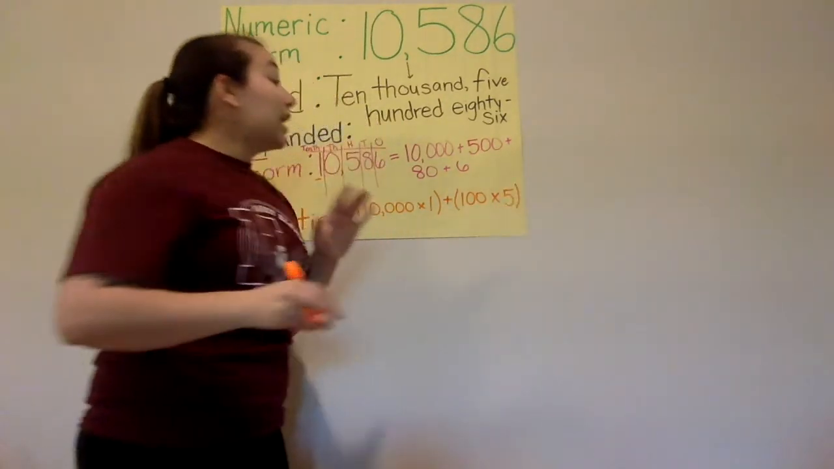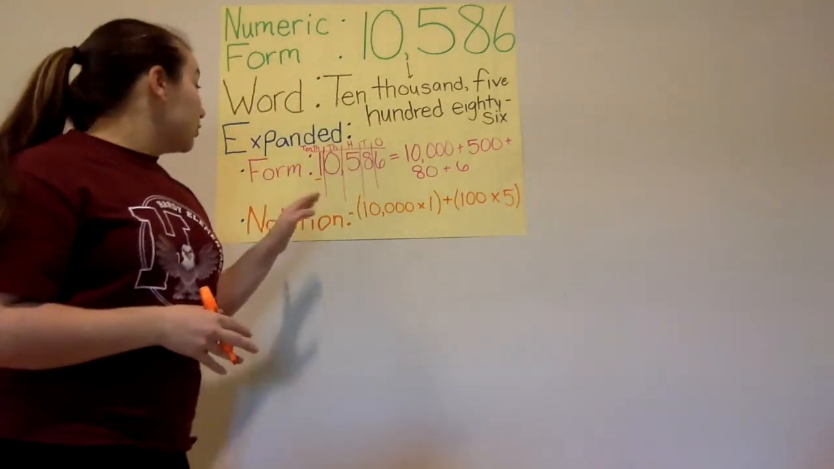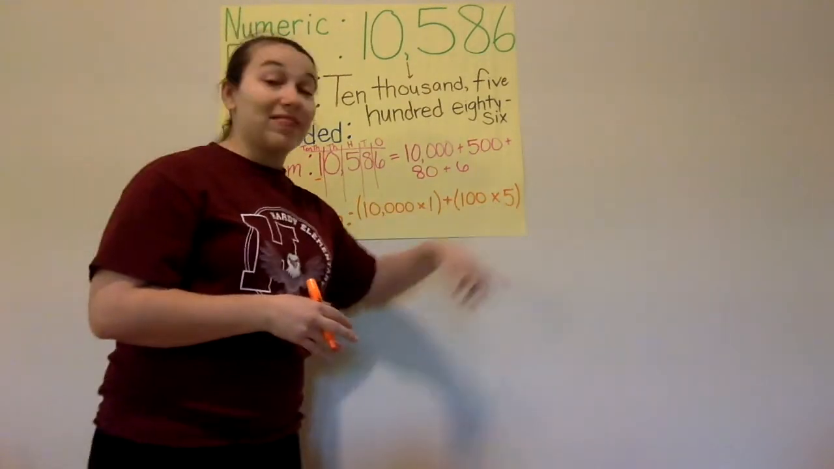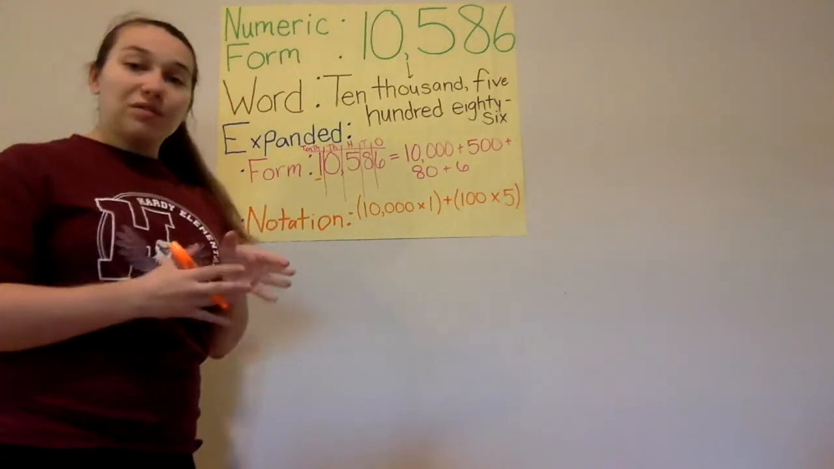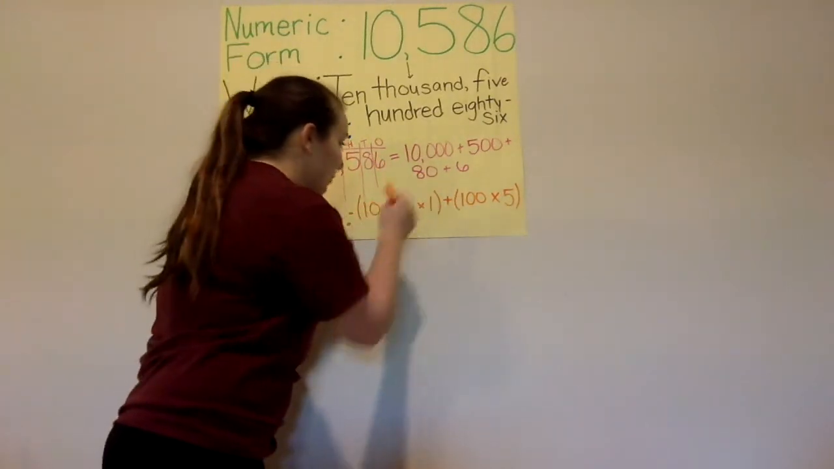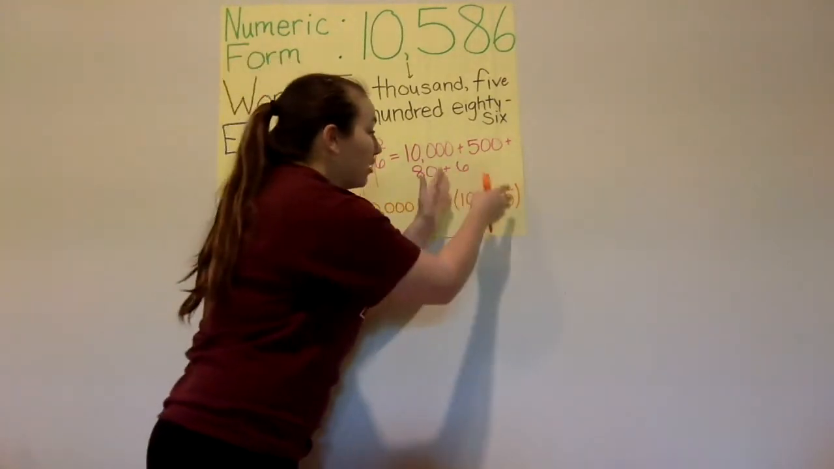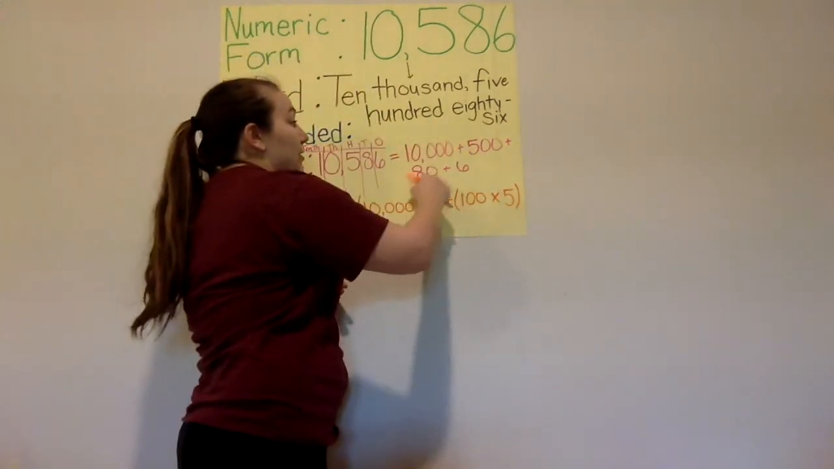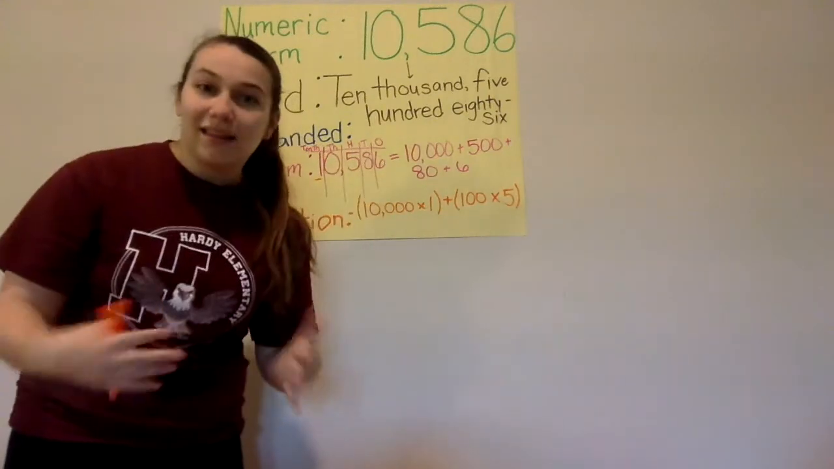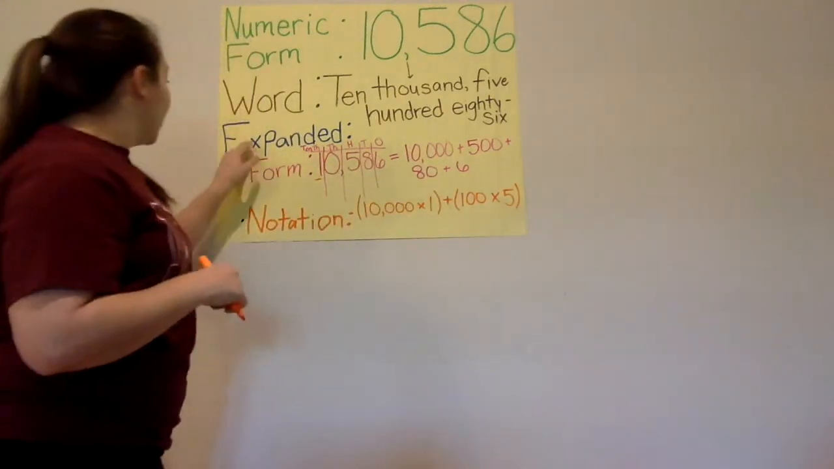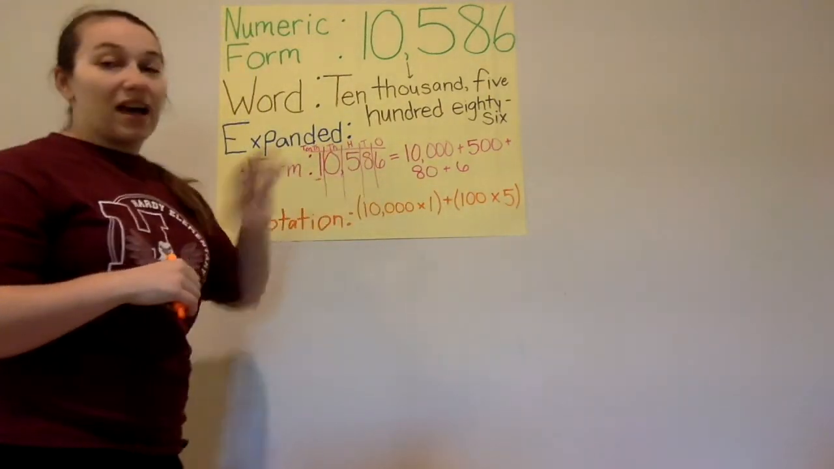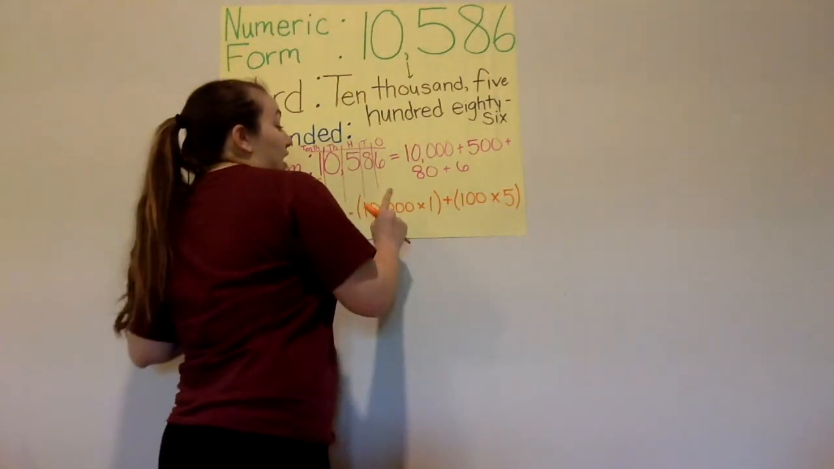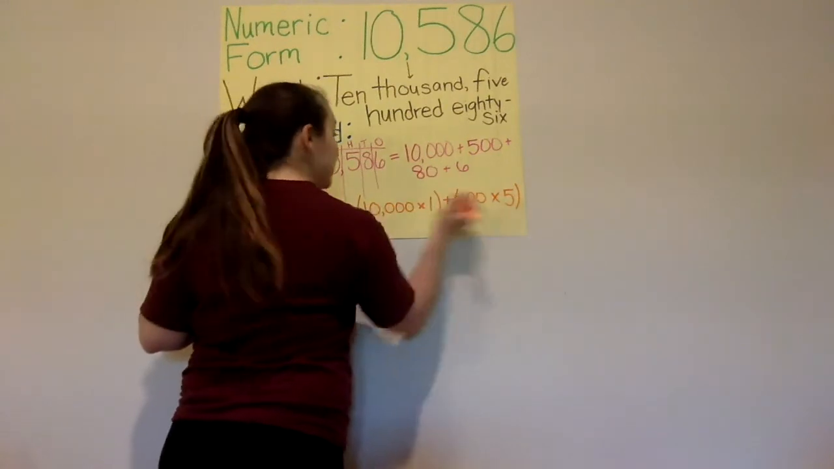All right, and it's super important when you are doing expanded notation that you are putting your parentheses, okay? Because that shows we are going to do 10,000 times 1. We're going to do 100 times 5. And that's going to give us these numbers up here. And then the last thing we can do is add to get to 10,586. All right, so we're going to move on. We've done our 10,000s. We've done our hundreds.